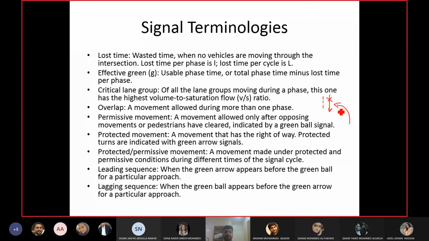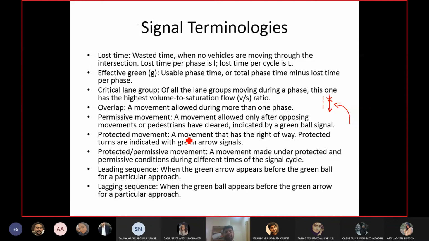Protected permissive movement, which is protected and permissive during different times of the signal cycle. So in one signal cycle it is permitted, in another signal cycle it is protected. You have different timing plans which are operating in different times of the day. In one particular timing plan you have this movement as protected, in another timing plan you have it permissive. As far as I am concerned, I don't know where you can employ it, but this will be very confusing.